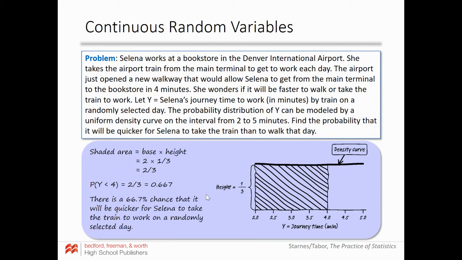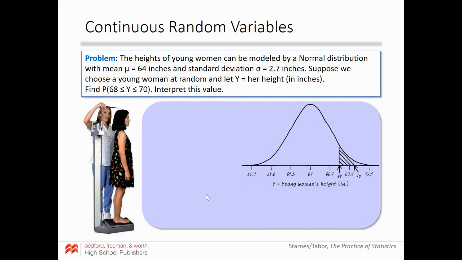The other continuous variable we'll look at in this class is the normal distribution. The heights of young women can be modeled by the normal distribution with a mean of 64 inches and a standard deviation of 2.7 inches. Suppose we choose a young woman at random and let y be her height in inches. Find the probability that she's between 68 inches and 70 inches. Interpret this value.